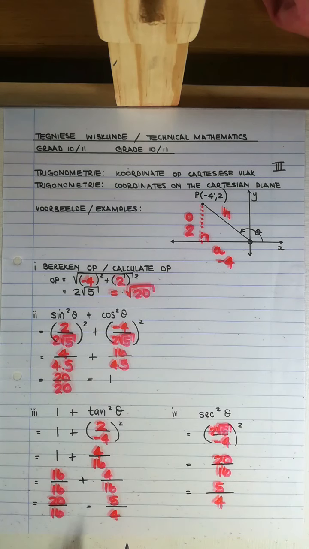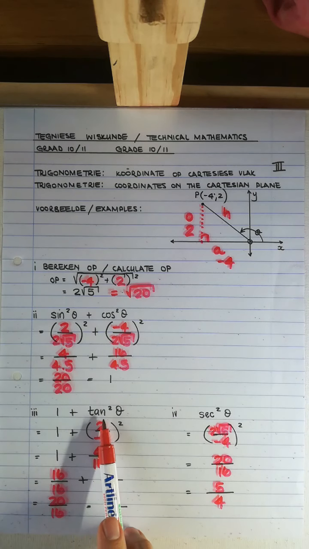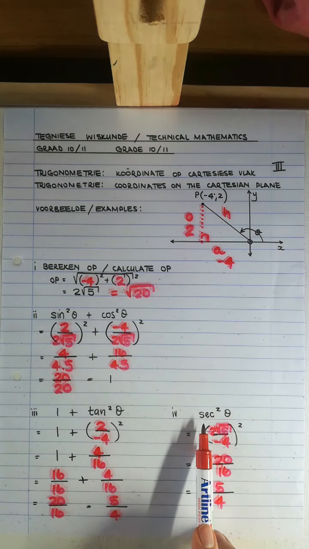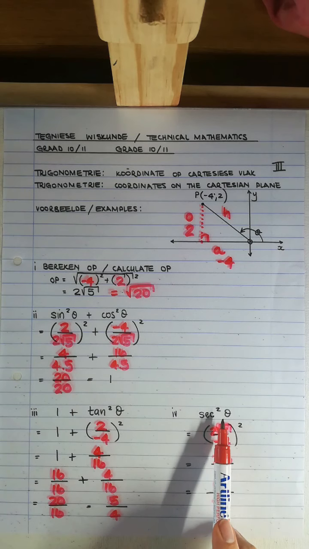Therefore, we can make the conclusion that 1 plus tan squared theta will always be equal to sec squared theta.